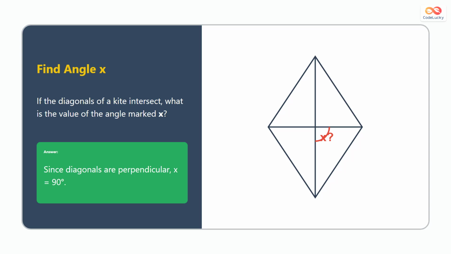Let's try a quick question. In the diagram shown, if we know this shape is a kite, what is the value of angle x? Since we know the diagonals of a kite are perpendicular, the angle where they meet is a right angle. Therefore, x equals 90 degrees.